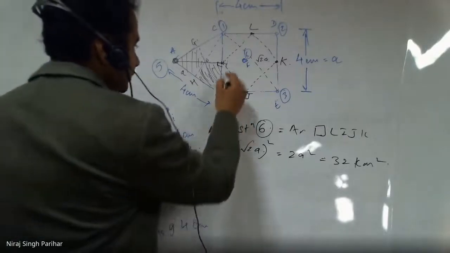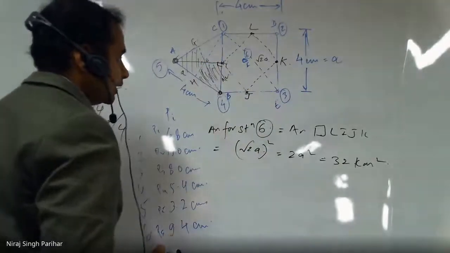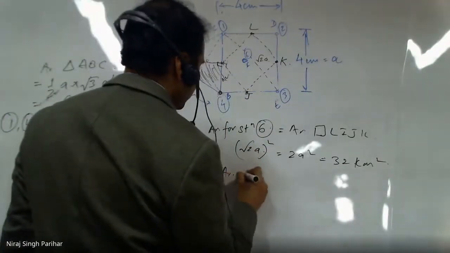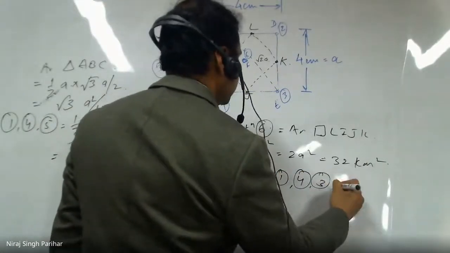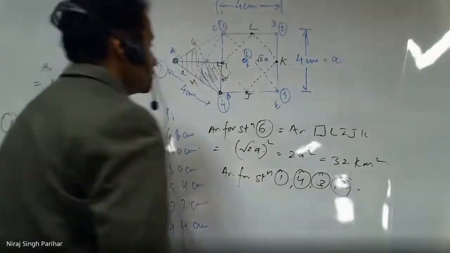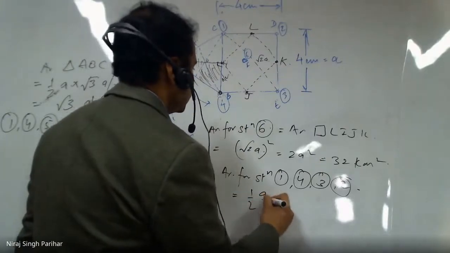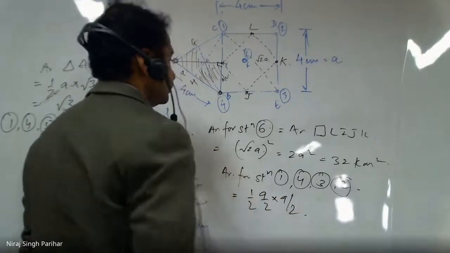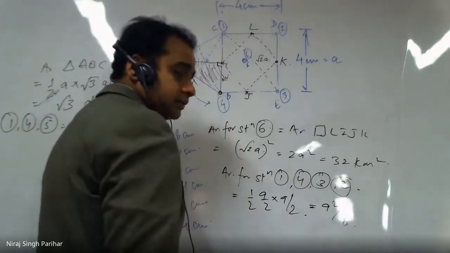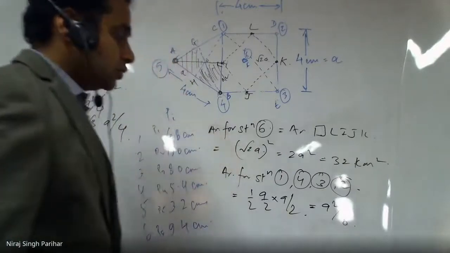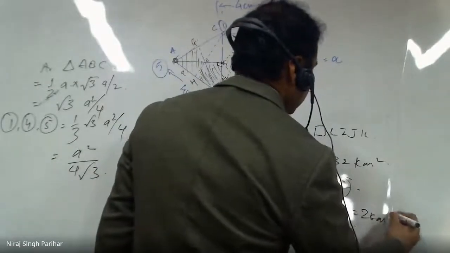Now this is a by 2, this is a by 2. I think this will be easier. So area for station 1, 4, 3 and 2 will be how much? Half base is a by 2, height is a by 2. So this will be a square by 8. If we convert, a is 4, so 16 by 8, almost 2 kilometer square.